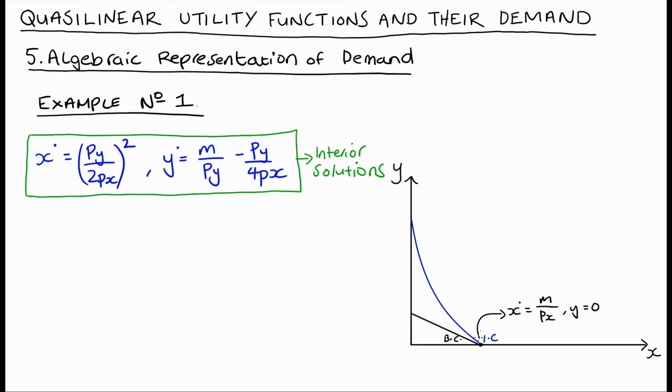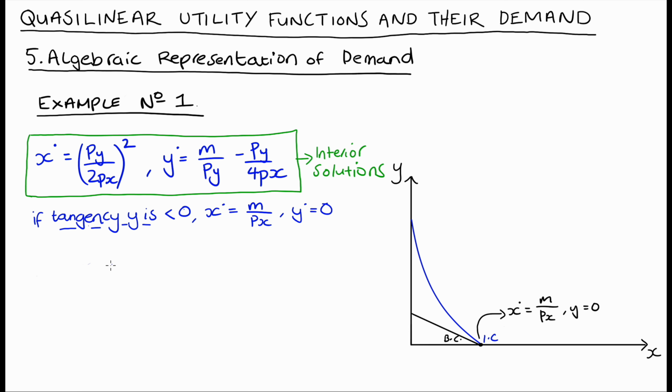And if this occurs, the best we can do is set y equal to 0 and spend all of our money on x. So algebraically, if the tangency value of y is less than 0, x star is equal to our income divided by the price of x. That's spending all of our income on x, and y star is equal to 0.